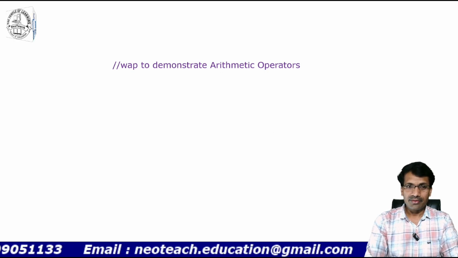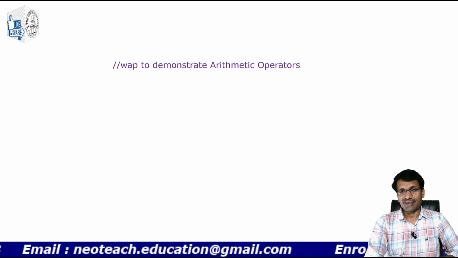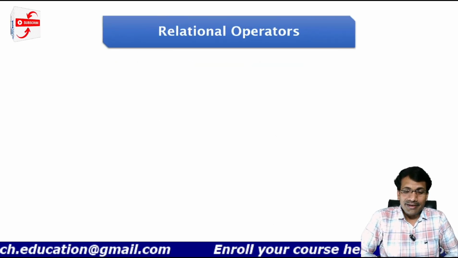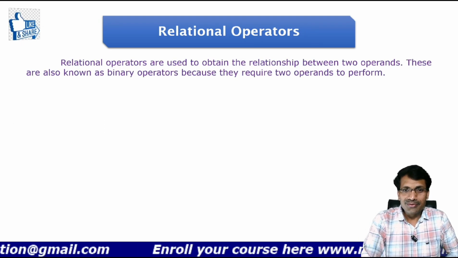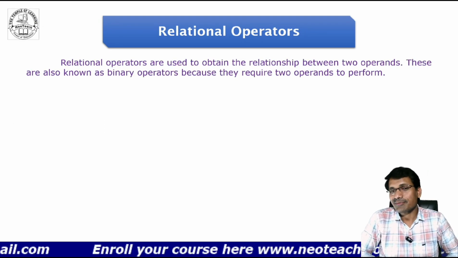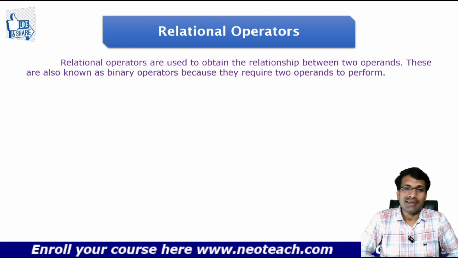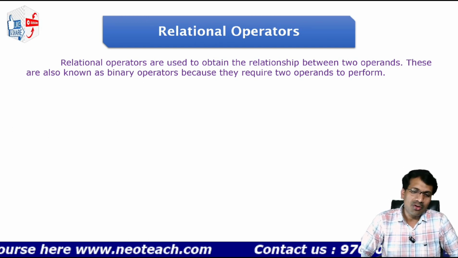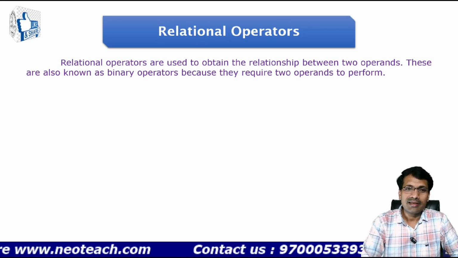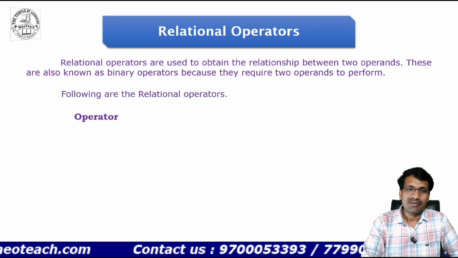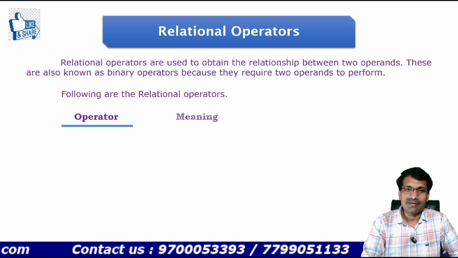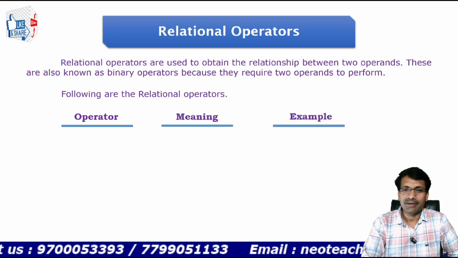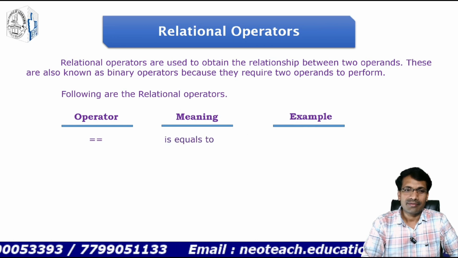Right. After this program we will go for the next one, which is the relational operator, the second one. Basically, relational operators are used to obtain the relationship between two operands. These are also known as binary operators because we use a minimum of 2 operands. So let me list them out: first operator and meaning, next example.